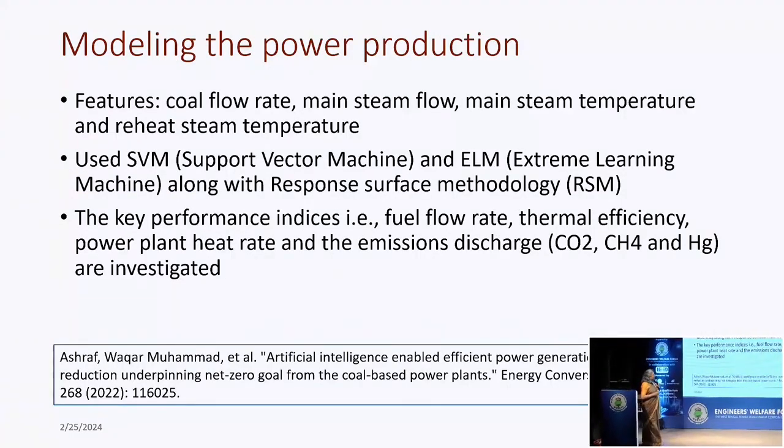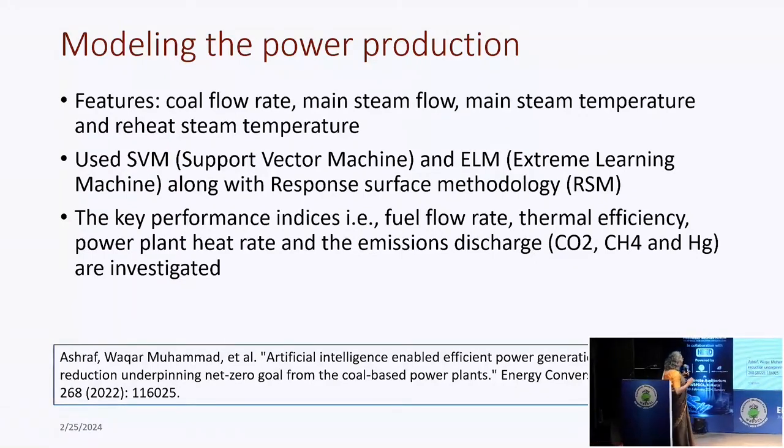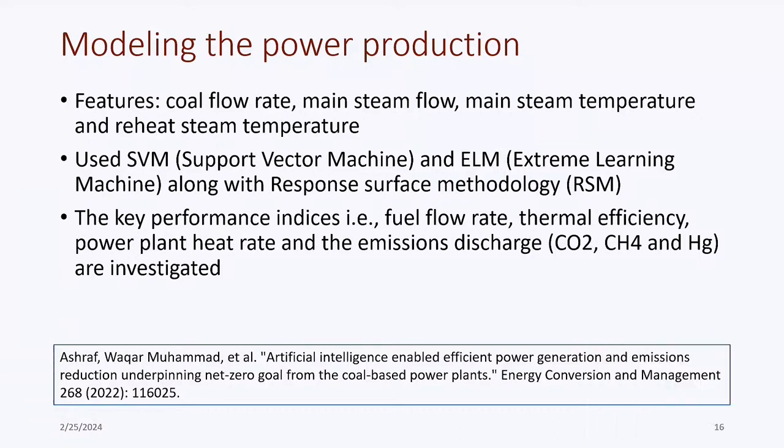I went through a few recent papers in this domain. I'll not talk about the full details, but this is one task that we came across, which is modeling the power production. You want to know, given these inputs, how much power will be produced. This is a very standard example of machine learning which can be applied to a power plant. The features that they use are coal flow rate, main steam flow, main steam temperature, reheat steam temperature, etc. These are some of the features which dictate the production of power.